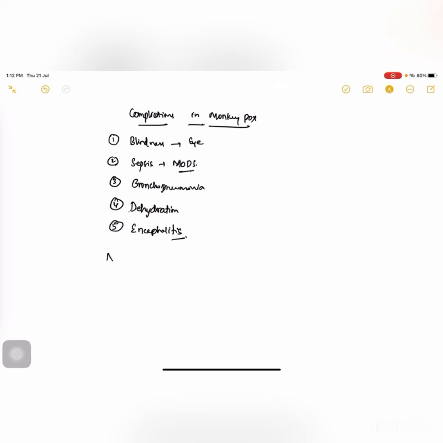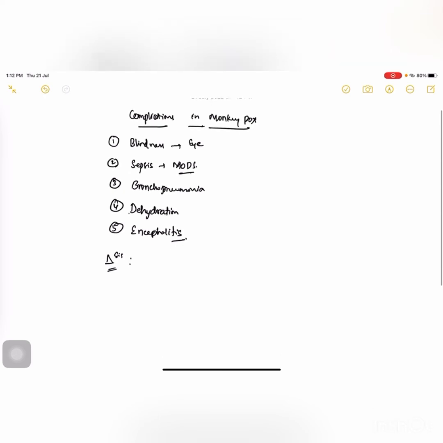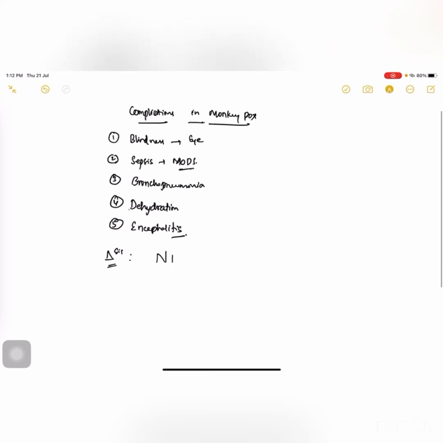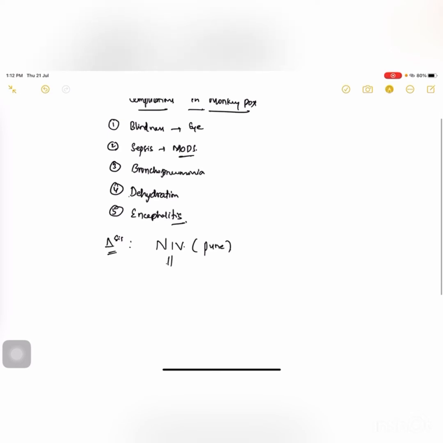Now coming to diagnosis of monkeypox. How to diagnose monkeypox? The diagnosis is made at the National Institute of Virology, which is situated in Pune. Here the diagnosis is made through PCR, polymerase chain reaction, or nucleic acid amplification test.